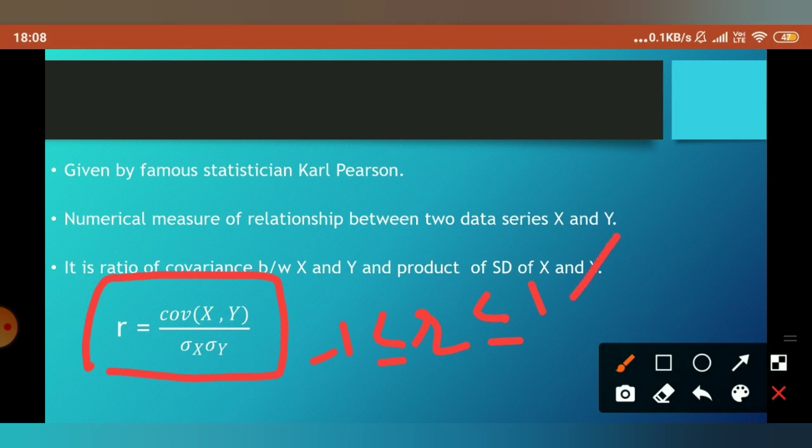The value of r must be between these two limits only. If r is 1, that means it is a perfect positive correlation. r is -1 means perfectly negative correlation. r is 0 means no correlation. So this we already know. Just now we have to calculate r.